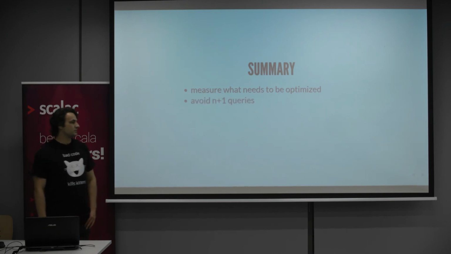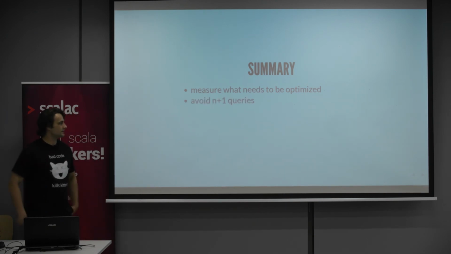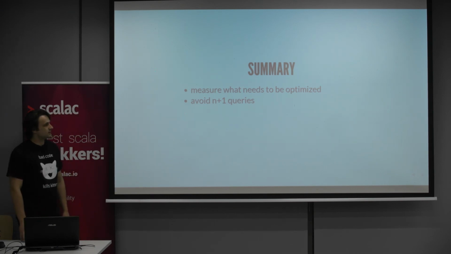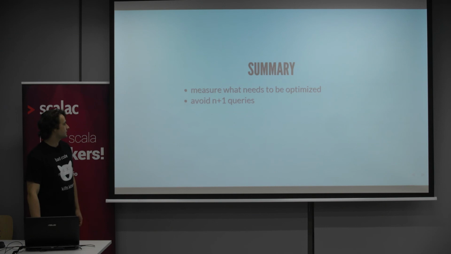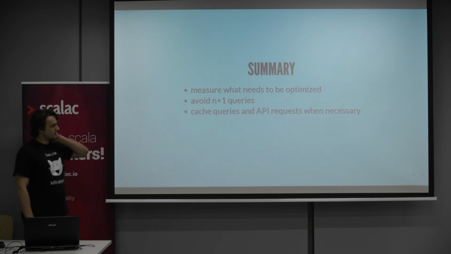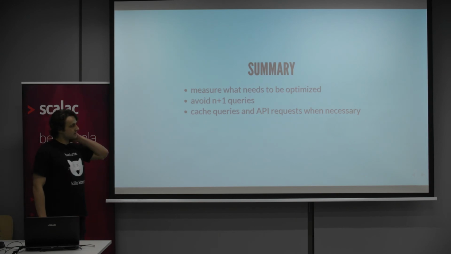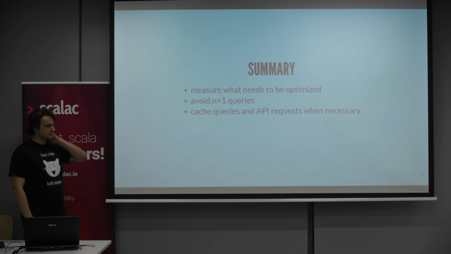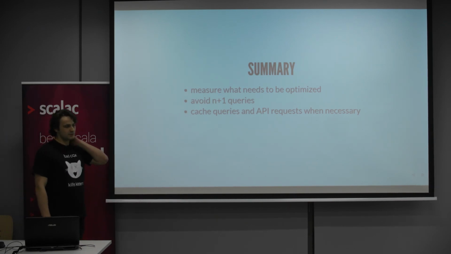We should avoid N+1 queries, at least in bigger services, which are heavy on data, heavy on database. Every database query spared counts. Another thing we learned was that caching queries and API requests when necessary helps. Of course, you have to use the data to identify which of the endpoints and which of the services need to be optimized. You cannot just guess.